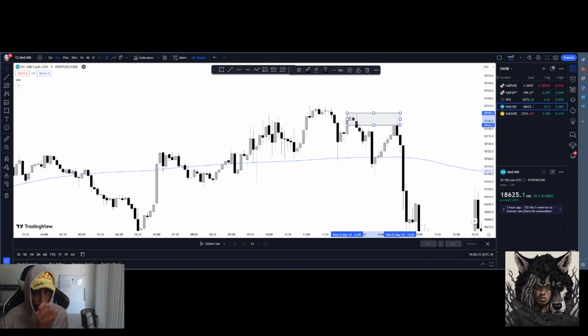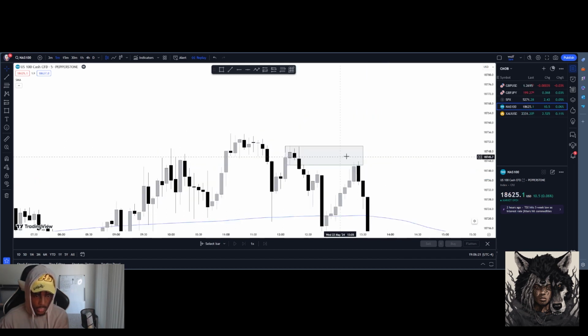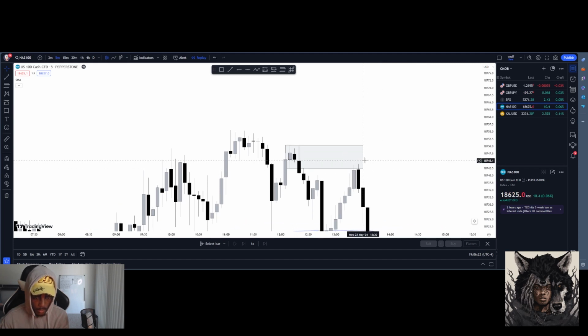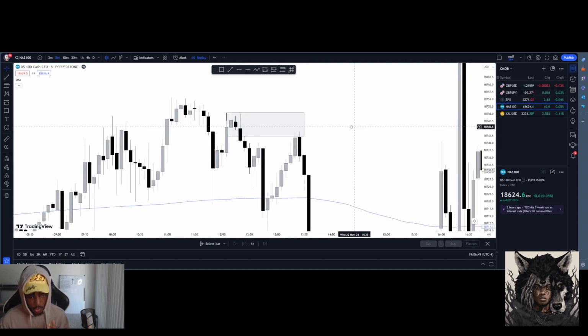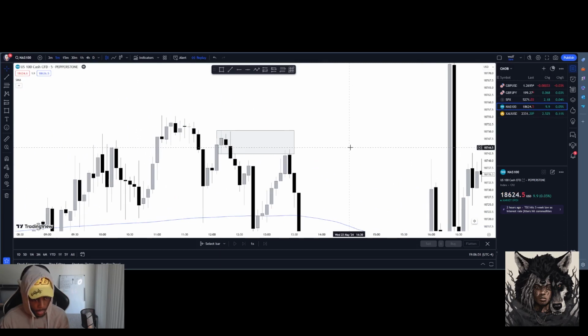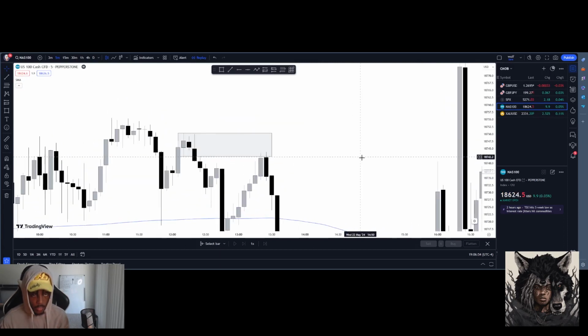I would have extended my rectangle, and then I would have just simply waited for the market to approach this level again. At 1320 on a 5-minute time frame, that is when the market tapped back into this supply zone. So what am I looking for? Not buys, I'm looking for sells. Remember, when the market approaches a demand zone, you're looking for buys. When the market approaches a supply zone, you're looking for sells.